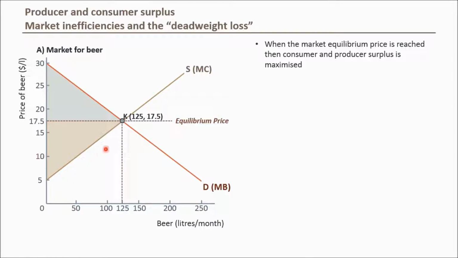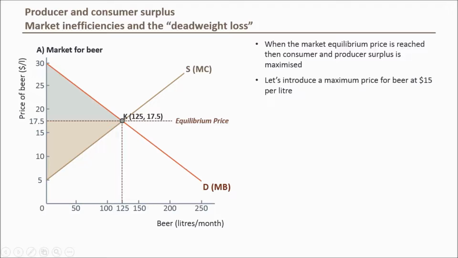As we saw before, consumer surplus is maximized and the producer surplus is maximized. So the market at its current equilibrium price level and equilibrium quantity level is in a state of efficiency, or to be more precise, allocative efficiency.